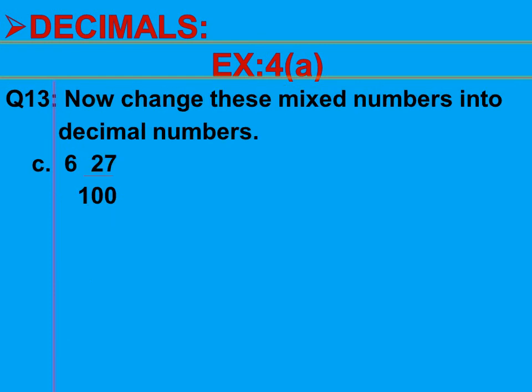Now dear students, we will move to the next part, part C. 627 by 100. Our first step is to check the denominator. Yes, we have 100. This means that we have a multiple of 10 in the denominator. So it's very simple and easy for us to write the decimal, that is just replacing the digits. After replacement, we will get the answer 6.27.